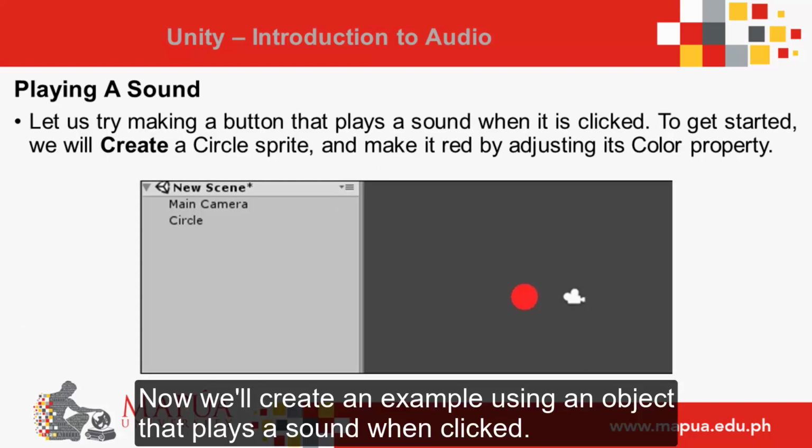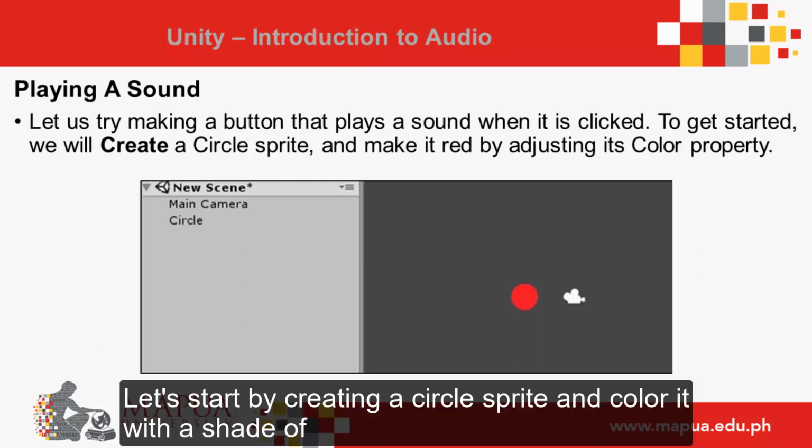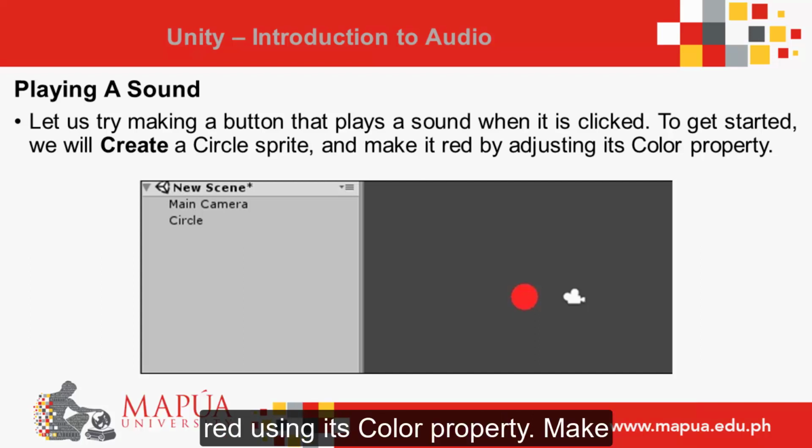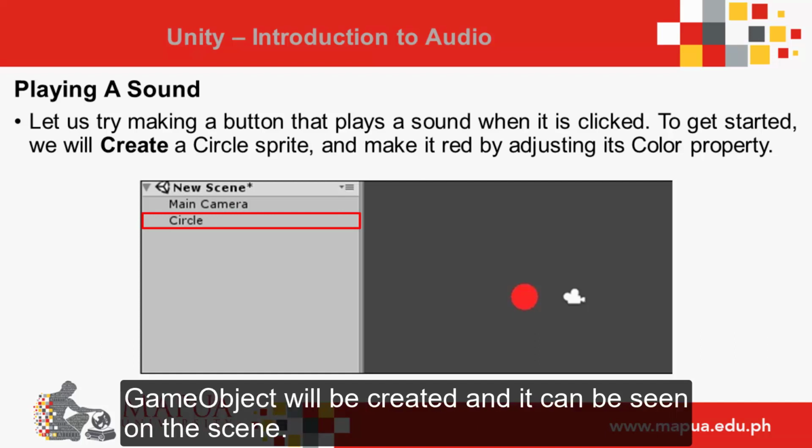Now we'll create an example using an object that plays a sound when clicked. Let's start by creating a circle sprite and color it with a shade of red using its color property. Make sure to drag and drop the sprite asset to the hierarchy so a game object will be created, and it can be seen on the scene.